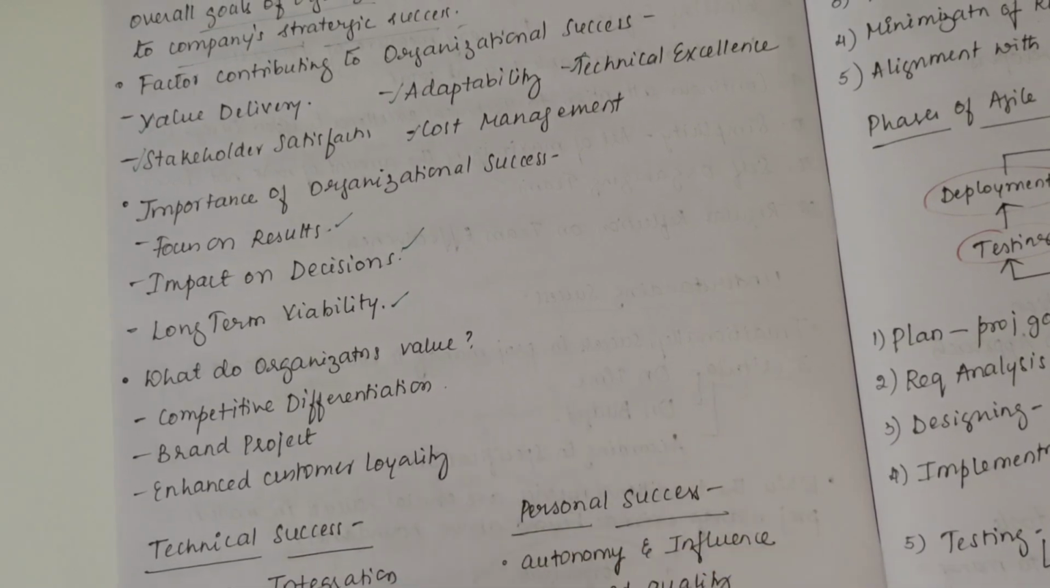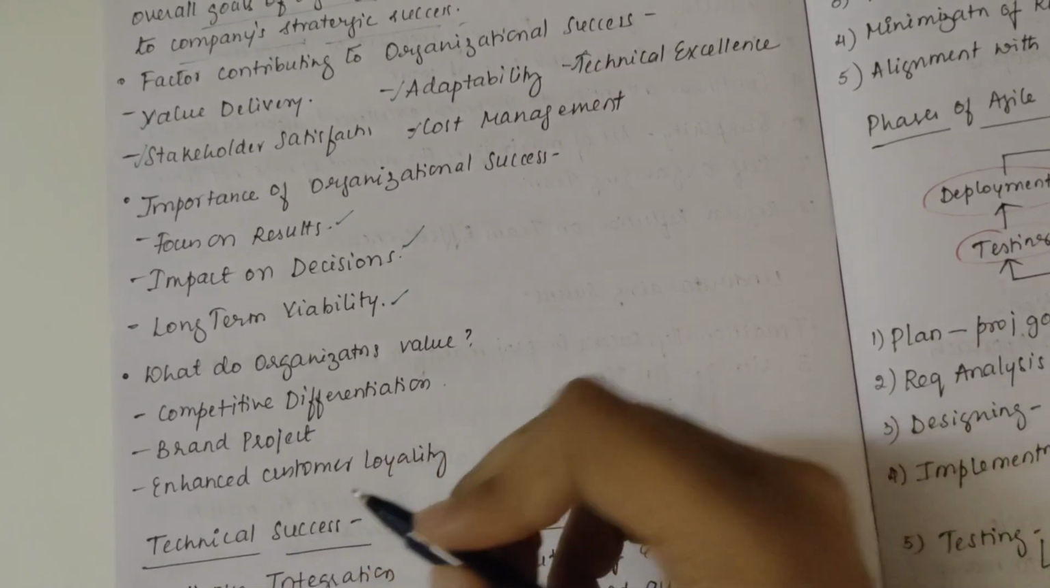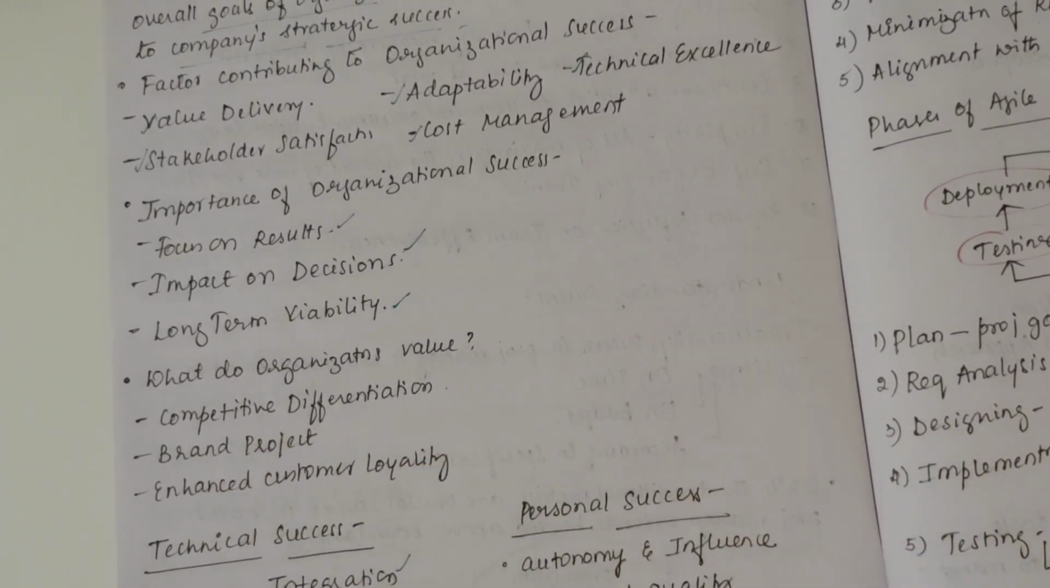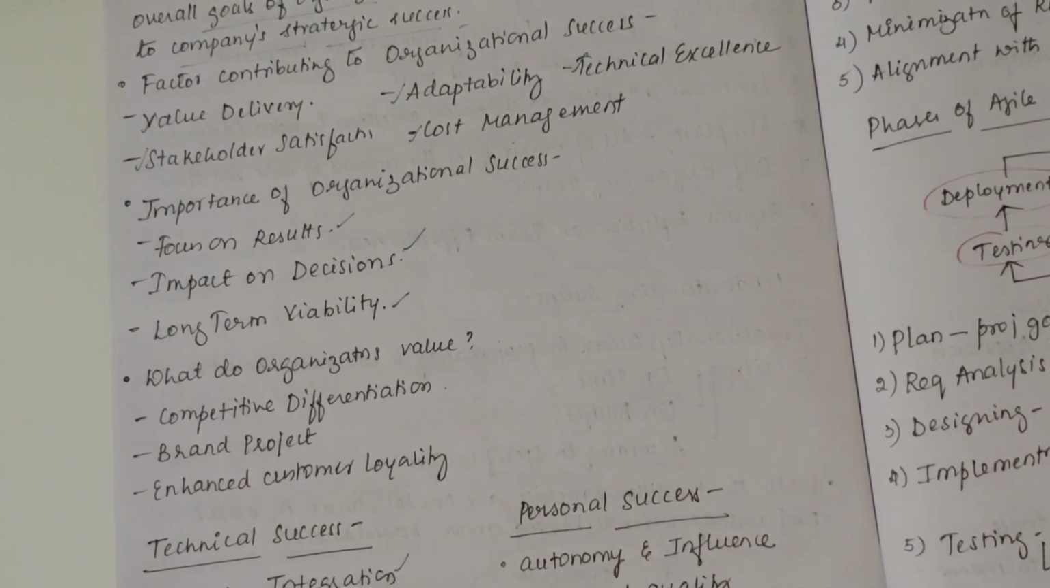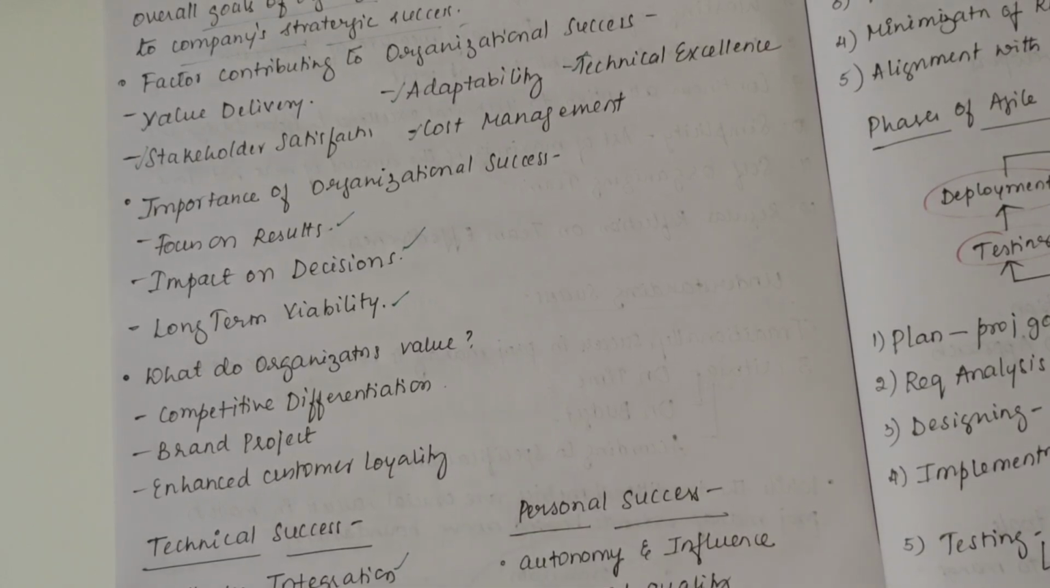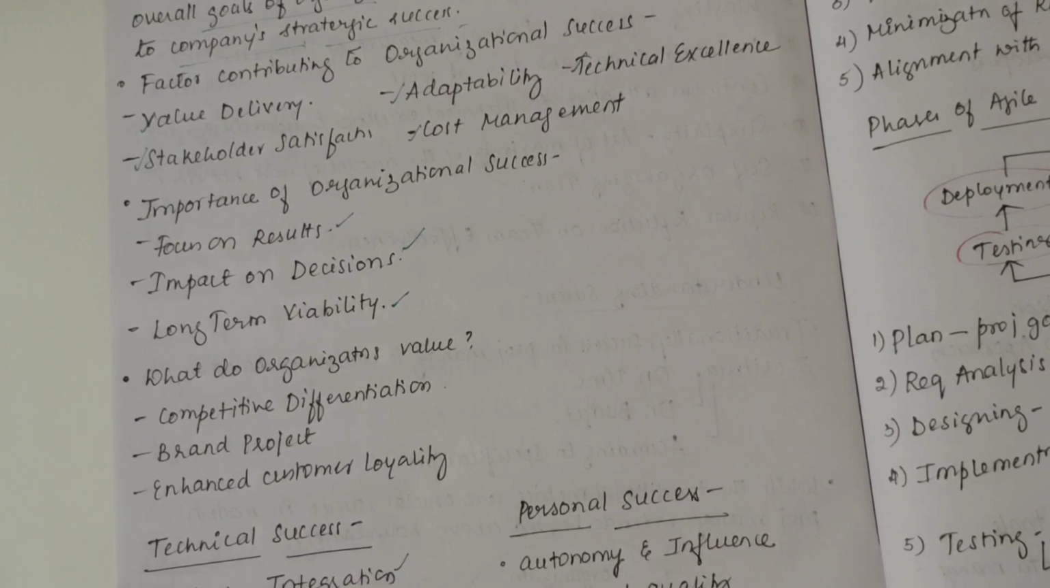Then moving on further, we have technical success and personal success. The first one is continuous integration. We have to regularly integrate the code depending on whatever changes are being given, and these changes have to be incorporated and then tested again. Next, we have test-driven development. We have to write the test before the actual code is deployed. We should make sure that this is tested.